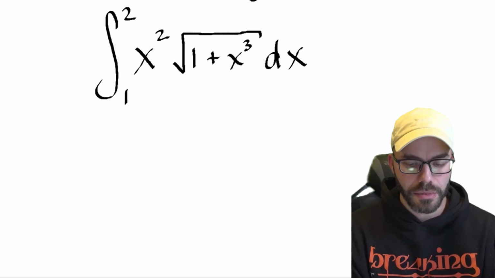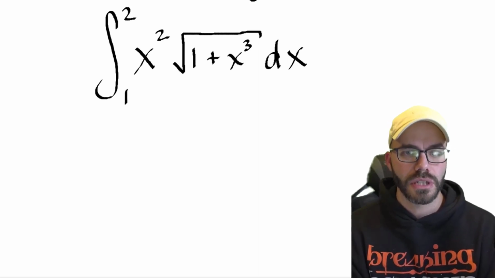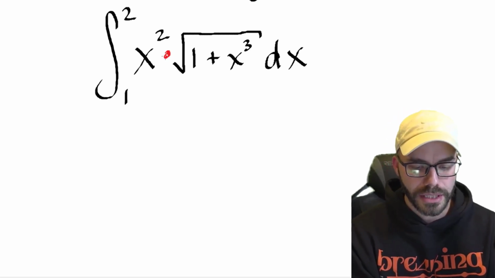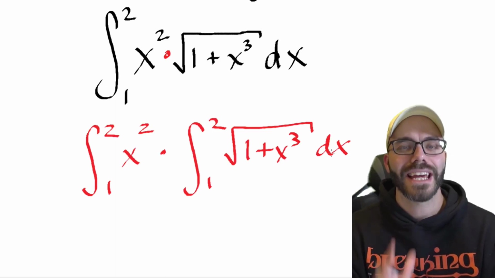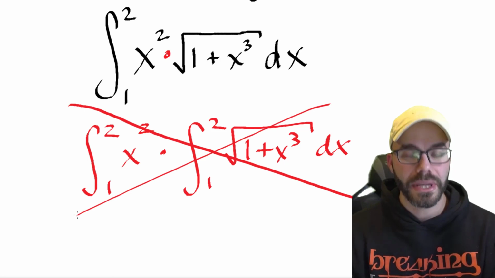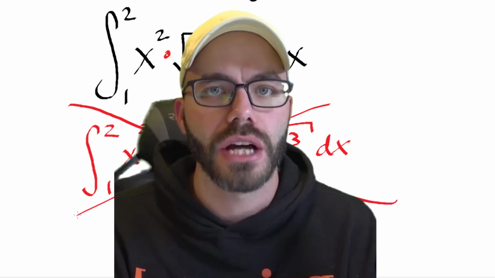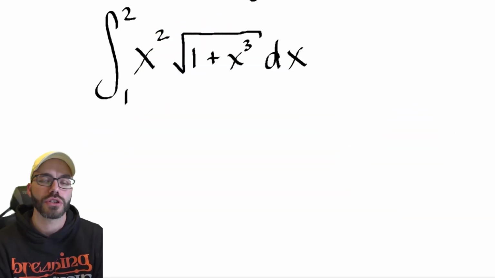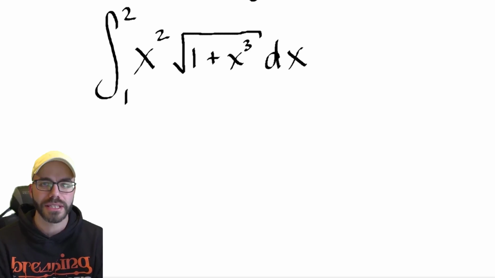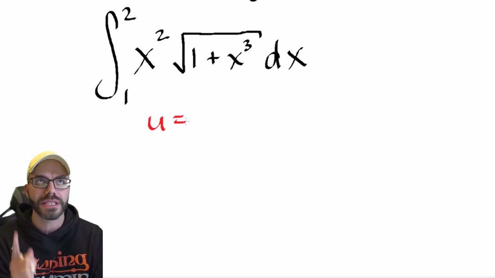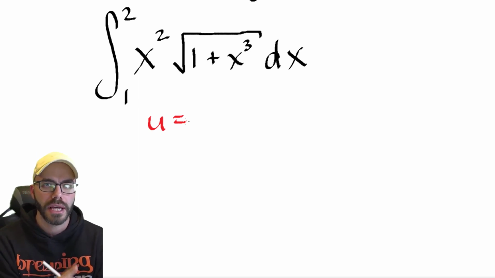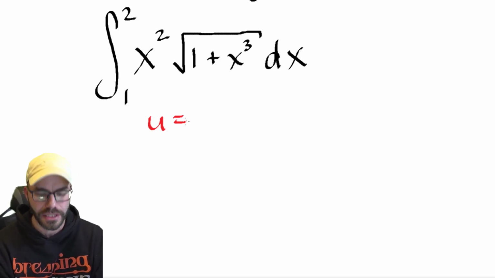Now here's a common mistake I've seen students make. There's no way you can break this product up and do this. That is a big, big, big no-no. Do not do that. Instead, what we want to do is use U-substitution. What is that? Well, let's say that u is equal to 1 plus x to the third, the inside of that square root.